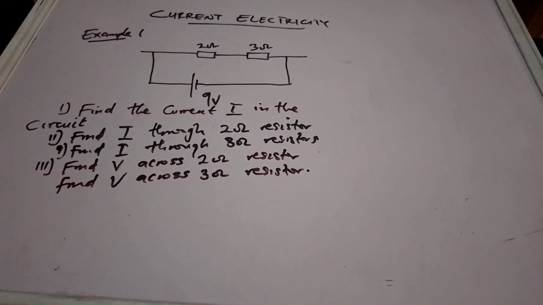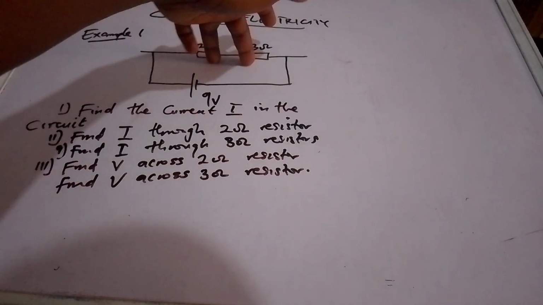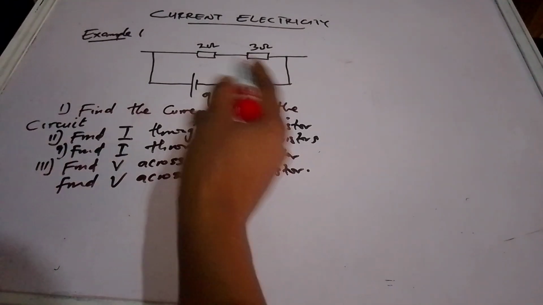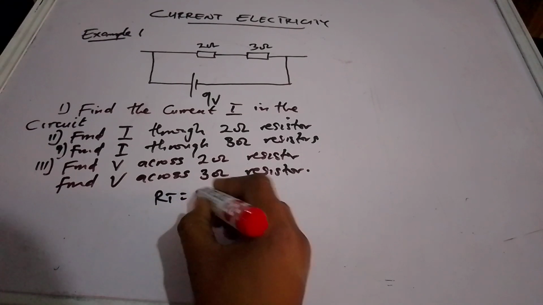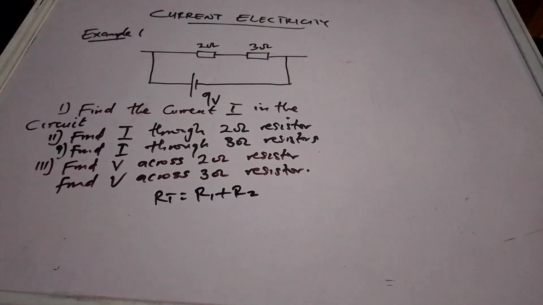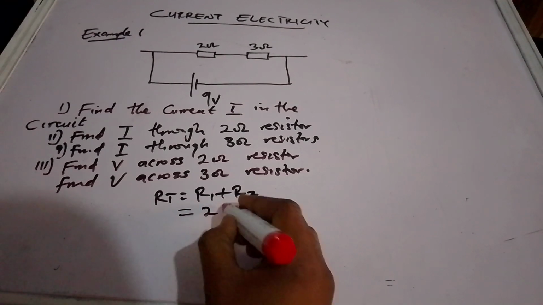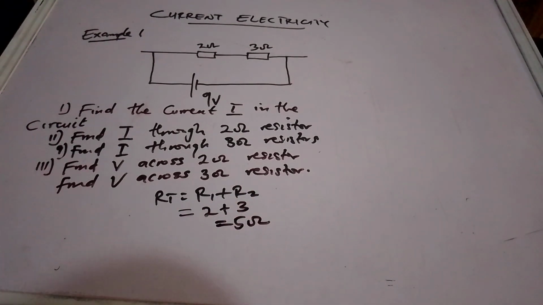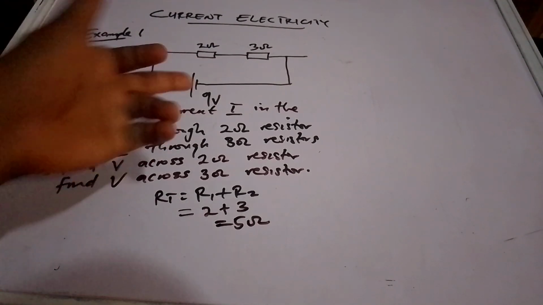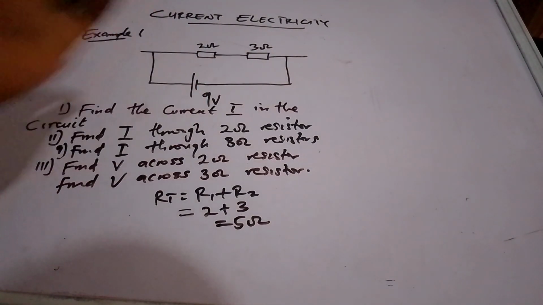So the first thing you need to do is to find the total voltage of the circuit, the total resistance of the circuit, and the total current in the circuit using V equals IR. So let's first find the equivalent resistance of the circuit. Since they are in series to each other, R total is going to be R1 plus R2. So in that case, our R total is going to be 2 plus 3, which is 5 ohms. So the total resistance of this circuit is 5 ohms, while the total voltage is the voltage from the source.